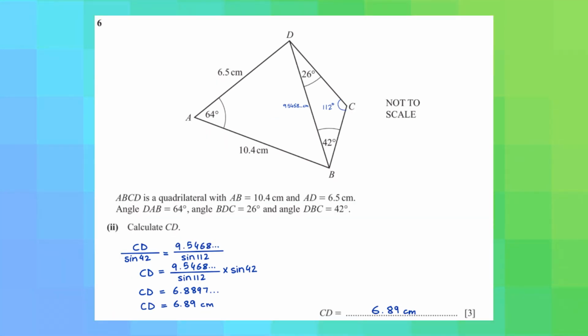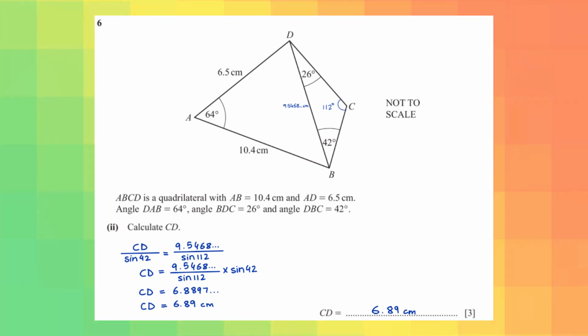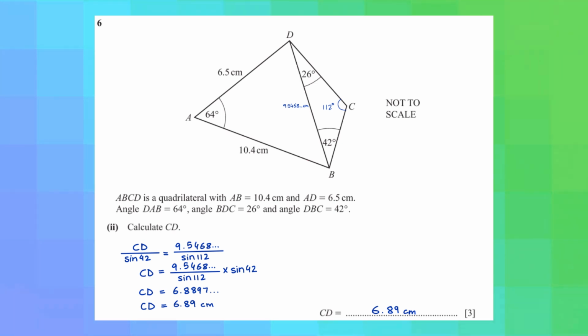Now to solve for part 2 of part B. It says to calculate CD. So we have to find the length of this side CD. We know the value of angle BCD and the value of BD, which is the side opposite to angle BCD. We also know the value of the angle opposite to side CD, which is 42 degrees. So we have 2 pairs of angles with their opposite sides respectively, where the value of CD is unknown. This means we can use the sine rule formula for a missing side length to calculate CD.